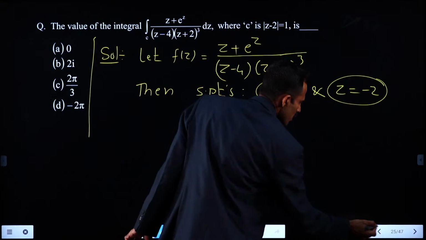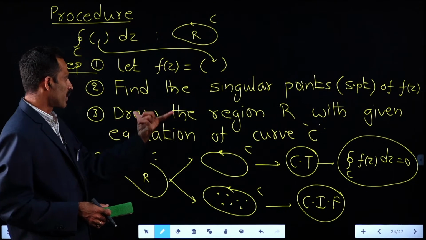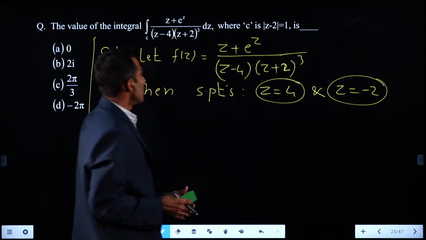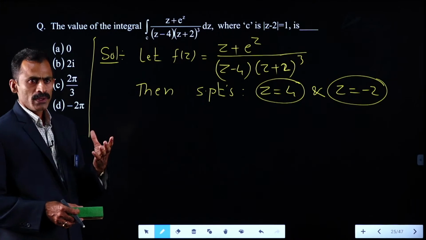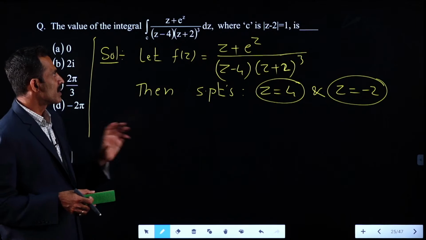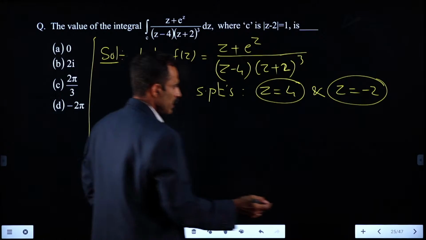Next, third step. What is the third step? Drawing the region with the given equation of the curve only. Actually, we are given the equation of a circle. Because of the circle, no need to draw the diagram. Without drawing the diagram also, we can say the point is inside the region, outside the region, or on the region only.